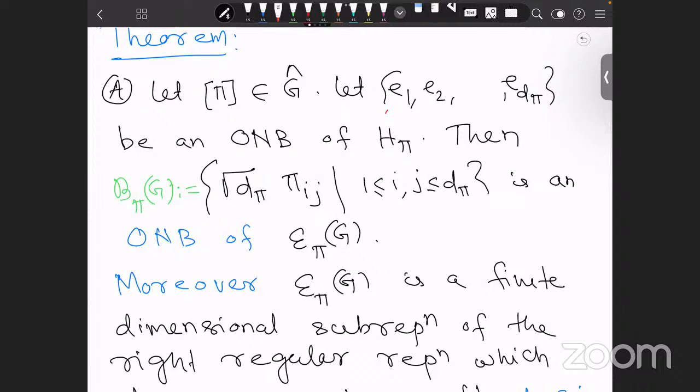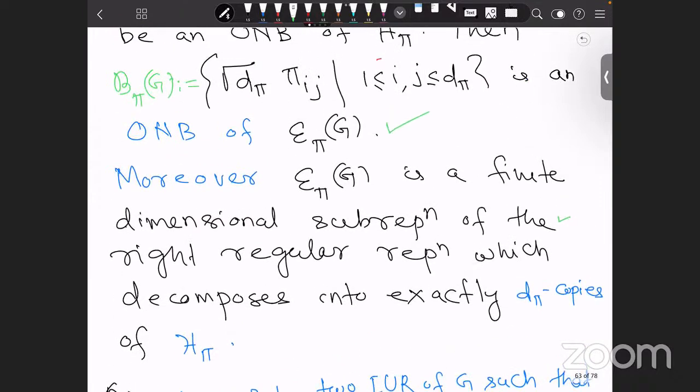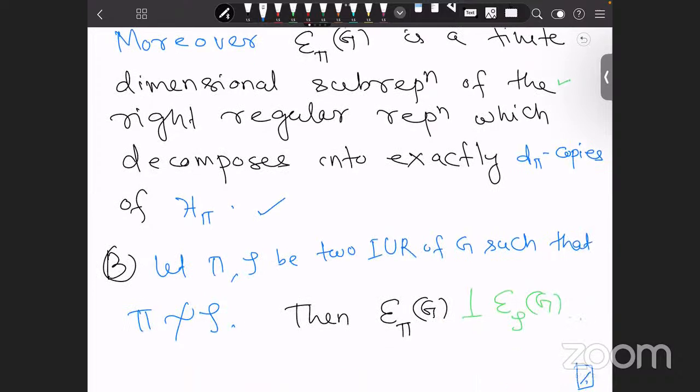Let e1, e2, up to e_{d_π} be an orthonormal basis of H_π. Then this set B_π G, which is by definition root d_π π_ij, with 1 ≤ i, j ≤ d_π, is an orthonormal basis of E_π G. Moreover, E_π G is a finite dimensional sub-representation of the right regular representation, which decomposes into exactly d_π copies of H_π. Now let π, ρ be two irreducible unitary representations of G, so that π is not equivalent to ρ. Then E_π G is orthogonal to E_ρ G. This is basically Schur orthogonality, so we will use this theorem.